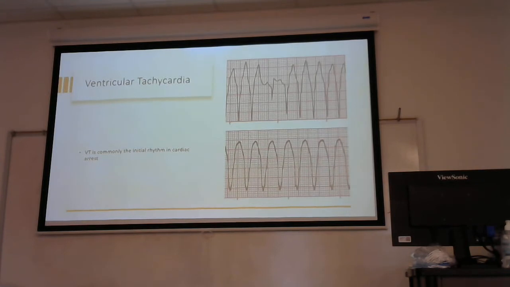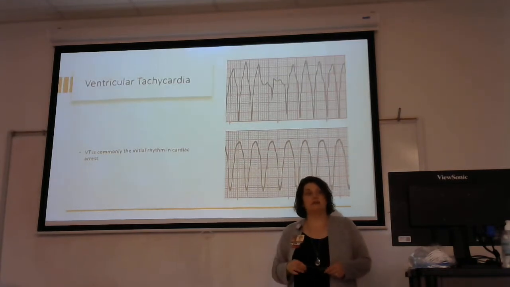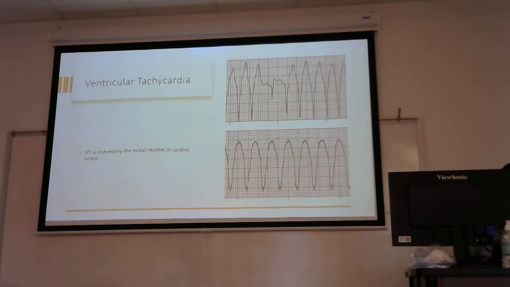The reason we worry about VTAC is it's usually the initial rhythm in cardiac arrest. Most people go into VTAC first. Some things that can cause VTAC: the person could have ischemic heart disease, low potassium, low magnesium levels, or they could just have heart failure. VTAC exists when you have 3 or more PVCs in a row and a rate greater than 100 beats per minute.